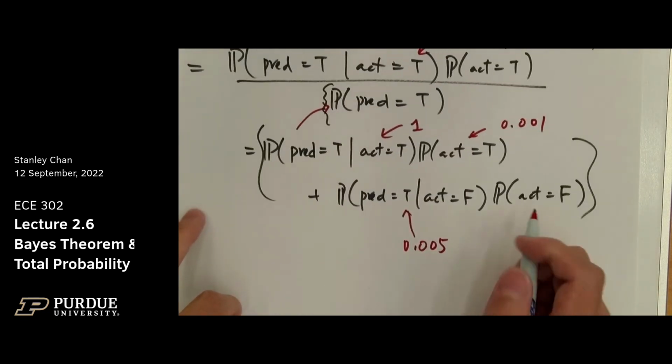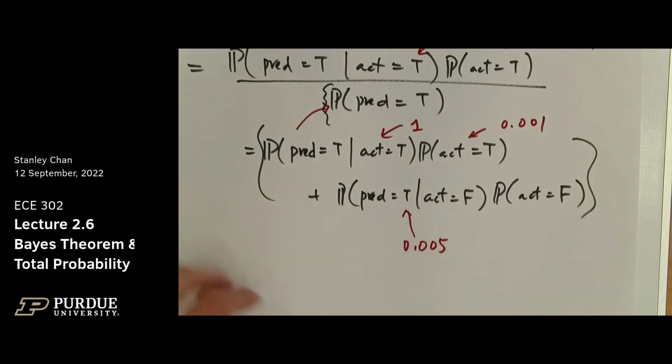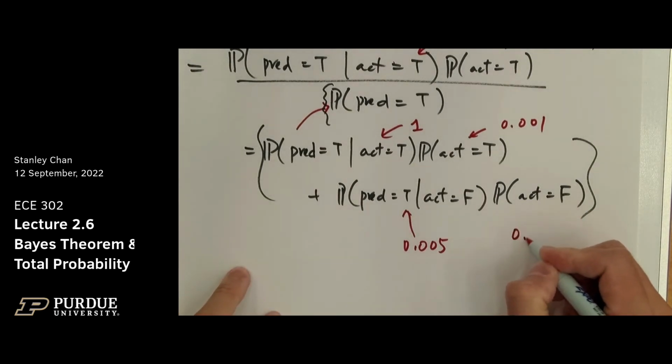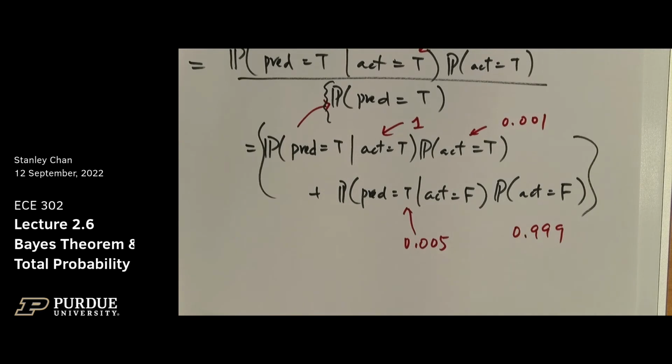Now, the last one is this probability of your actual is false. How do we get that number? Just 1 minus. This is 0.999. Okay, because the chance of getting disease is 0.001. So 1 minus that would be the probability that you do not have the disease. So you have all the numbers ready.